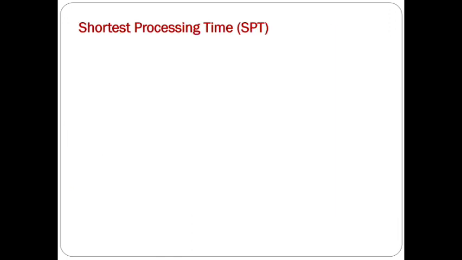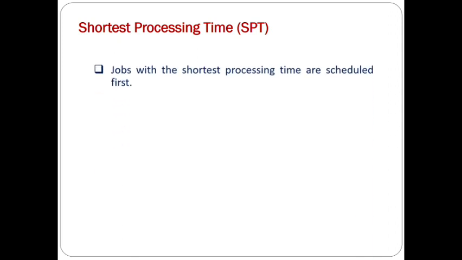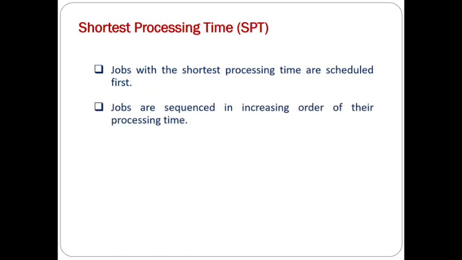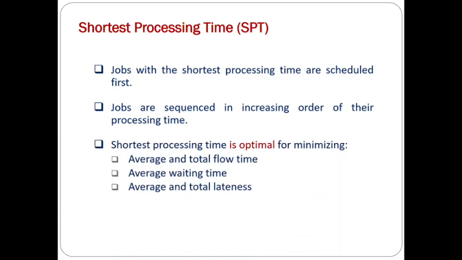So this is how we have to solve the problem by using the first come first served priority rule. Next is shortest processing time. Here, jobs with the shortest processing time are scheduled first, and jobs are sequenced in increasing order of their processing time. And by using the shortest processing time, we can easily minimize the average and total flow time, average waiting time, and average and total lateness or tardiness. So shortest processing time is very much optimal compared to all other methods for minimizing all these things.